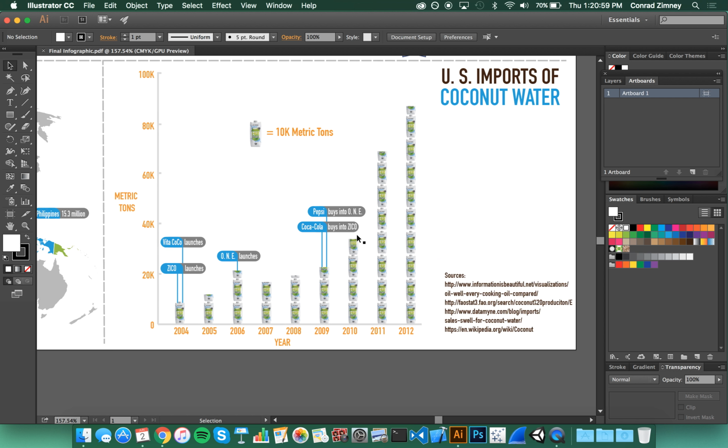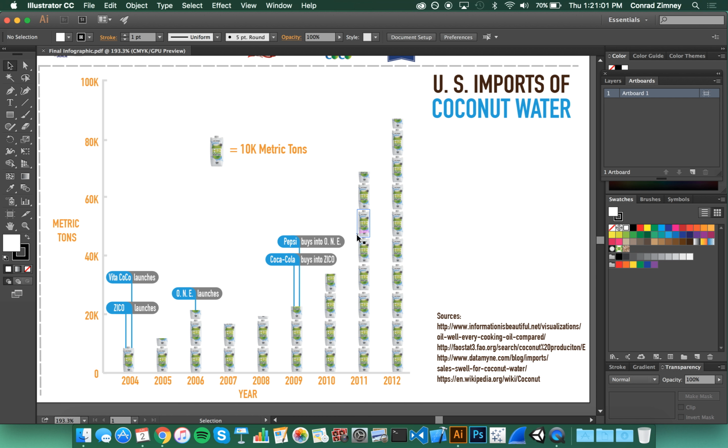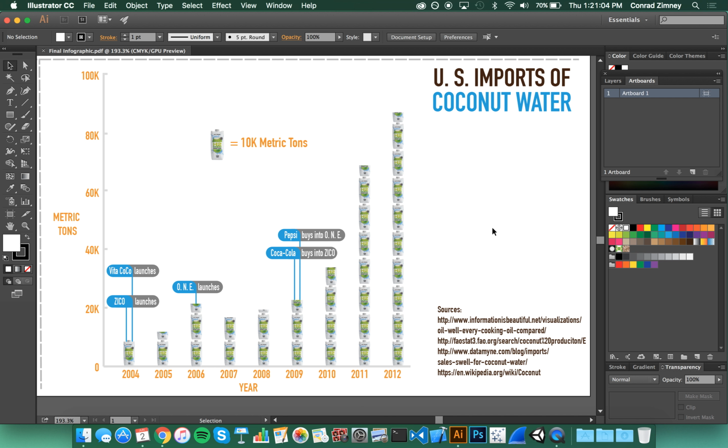So here's one of my first numbers displays. Let me just center it here. There we go. So this is my first numbers display. This is displaying the metric tons of coconut water that is imported into the United States since 2004 to 2012. So this is a bar chart where every coconut water bottle represents 10,000 metric tons of coconut water. And the main intent of this display is to show how the amount of coconut water that's imported into the US has greatly increased over the past 10 years.